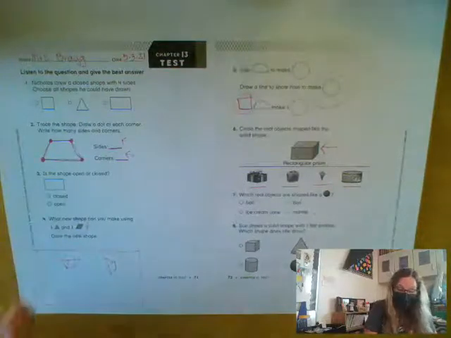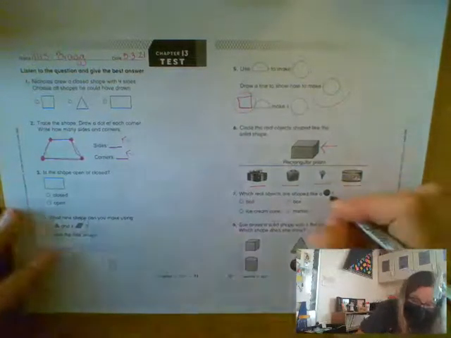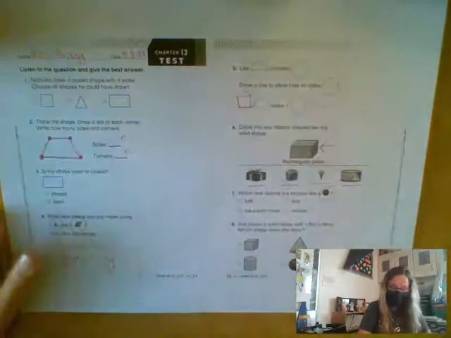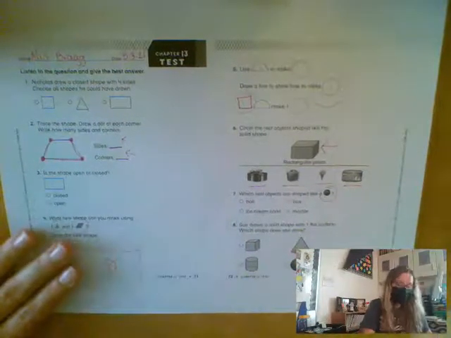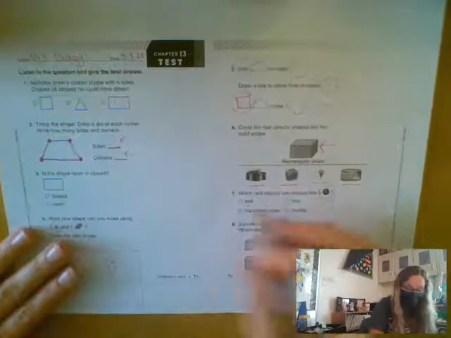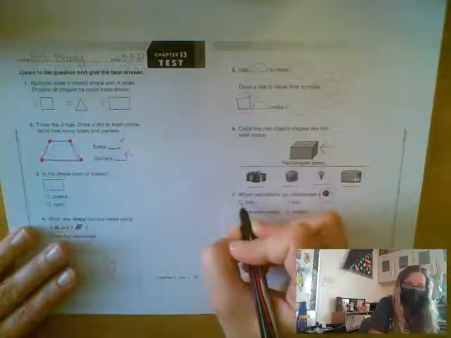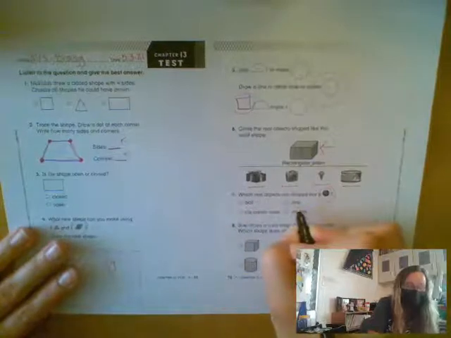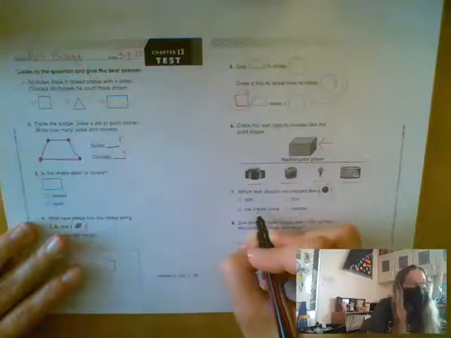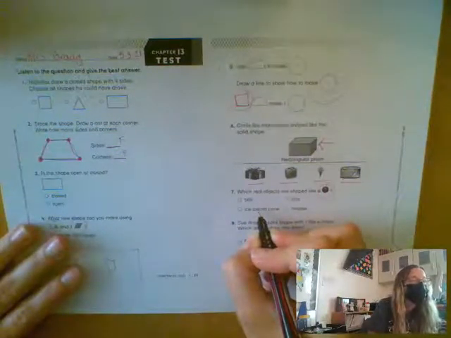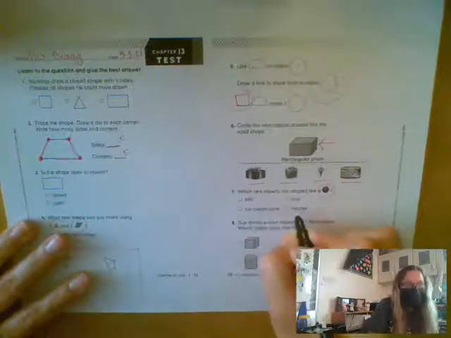Now, number 7 says, what real-life objects are shaped like a ball or a sphere? So you're going to fill in all the ones that are correct. Is a ball shaped like a sphere? If it is, fill in the bubble. Is a box shaped like a sphere? If it is, fill in the bubble. Ice cream cone? Is that shaped like a sphere? And a marble.